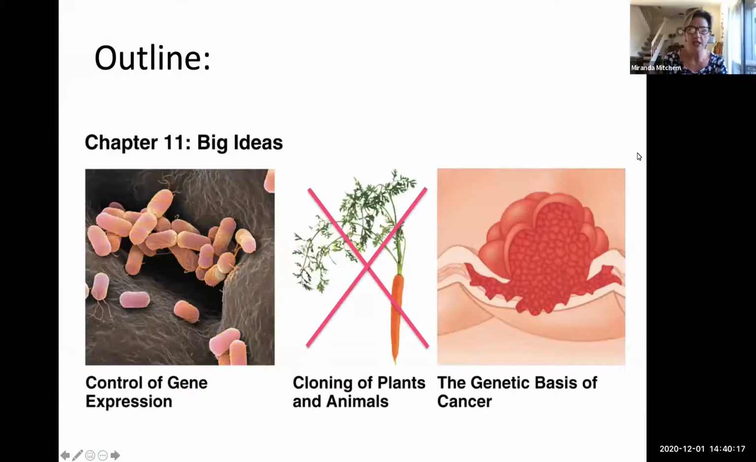Now mod 15 is based on content from chapter 11. So chapter 11 goes through three main sections. We are going to focus on the first and the last section. So we'll talk about the control of gene expression, and we'll also look at the genetic basis of cancer. That's a good way to understand gene control, is by relating it to a pathology that we are familiar with.